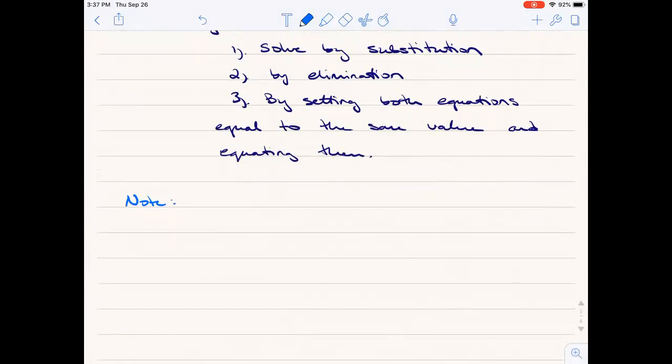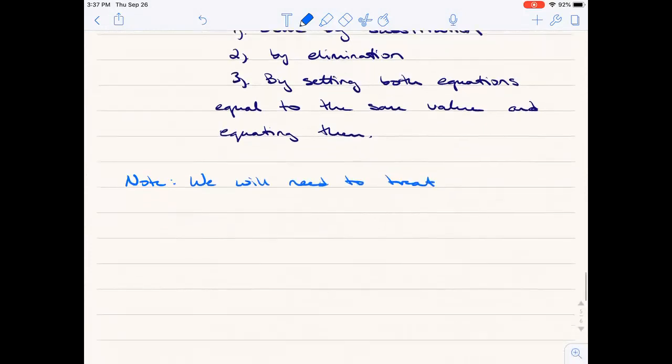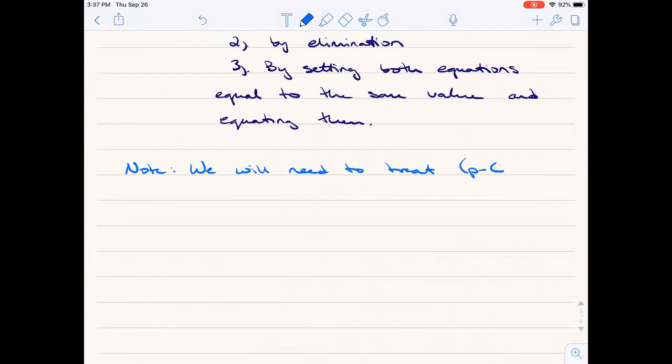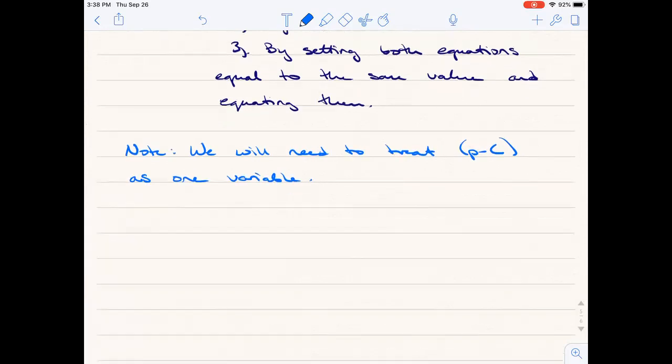Note, we will need to treat P minus C as one variable. So that's going to be key, right? Hanging those two together.